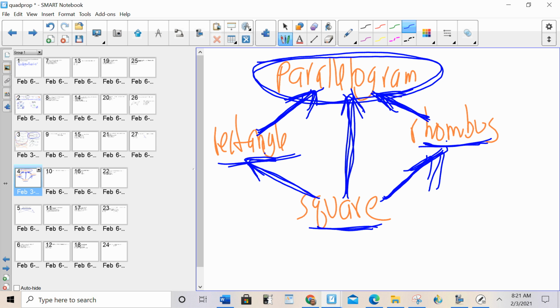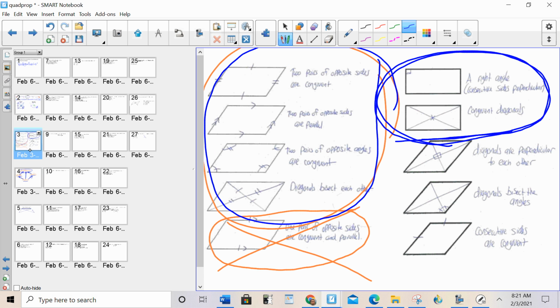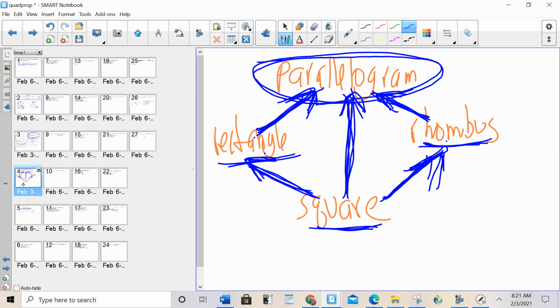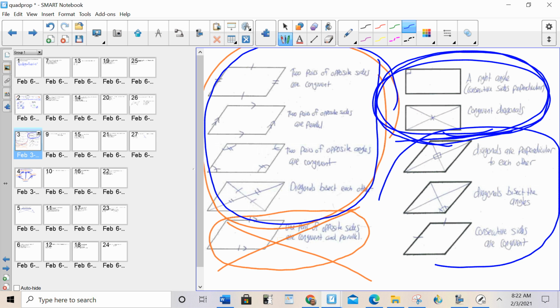So the square is a rhombus, the square is a rectangle, the square has all the properties of the rhombus, the square has all the properties of the rectangle, the square has all the properties of the parallelogram, the rectangle has all the properties of the parallelogram plus these two, the right angle and the congruent diagonals, and the rhombus has all the properties of the parallelogram plus these three.